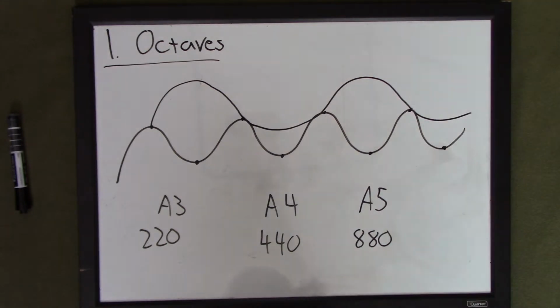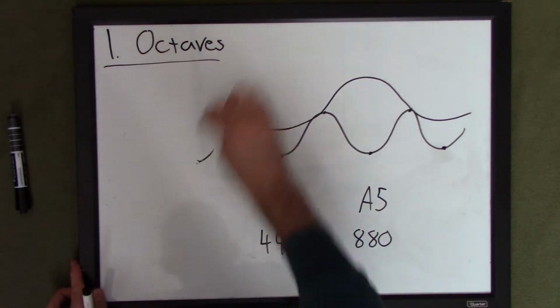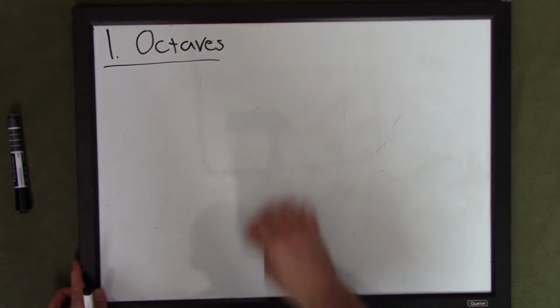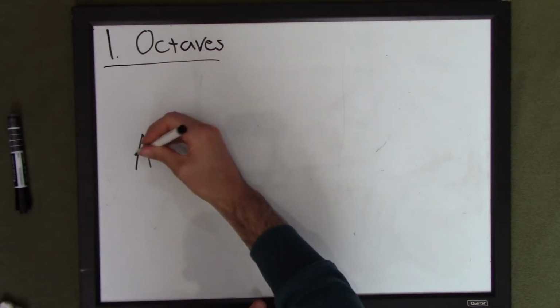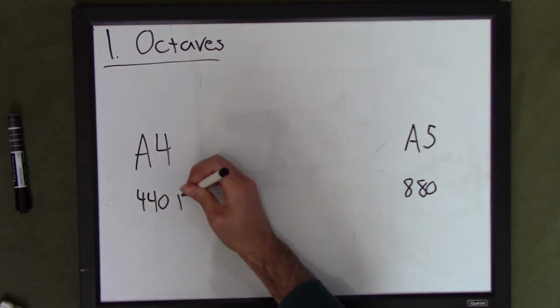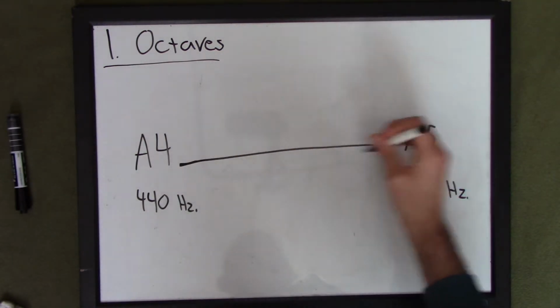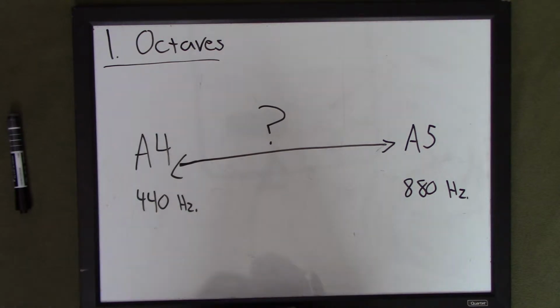So from 440 to 880, we have some stuff going on, some changes, some weird stuff going on. But after the 880, it just starts repeating itself. And the same could be said for 220 and 440. From 220 to 440, we have some stuff going on. We've got to figure out what that is. But after that, it just starts repeating itself. And that's how octaves work. That's this thing that we call octaves.